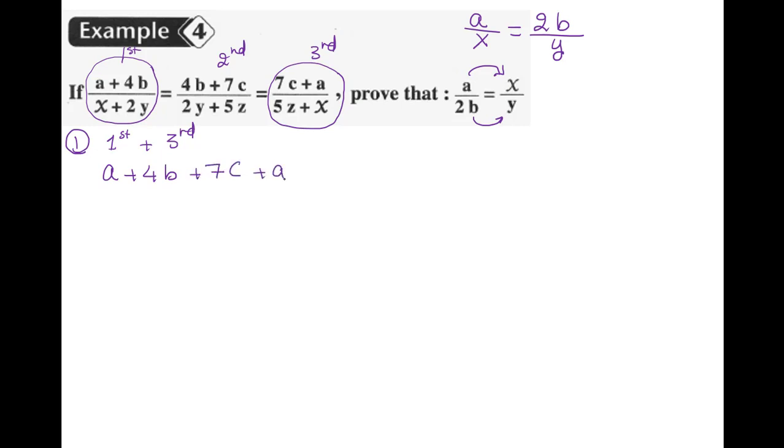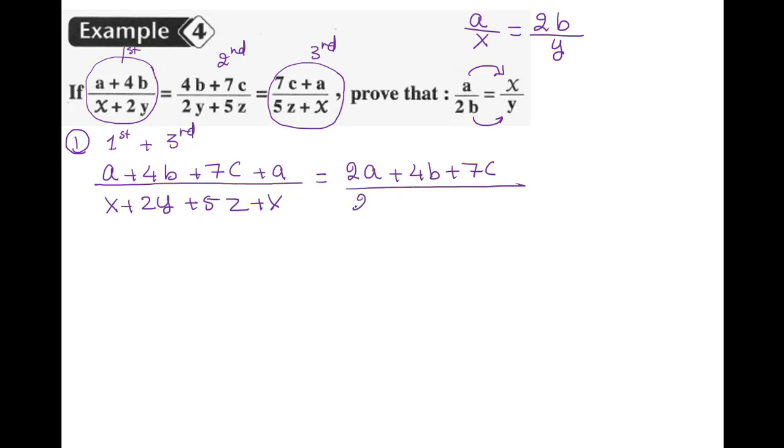plus a over x plus 2y plus 5z plus x. This will give me what? It will give me 2a plus 4b plus 7c over. Down it will give me 2x plus 2y plus 5z. Fine. What do I need to do here?